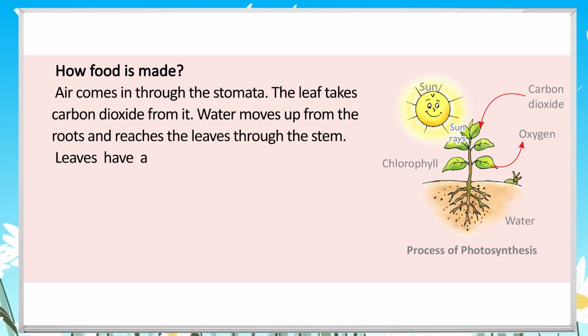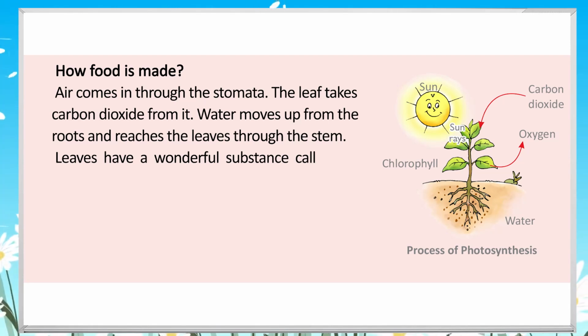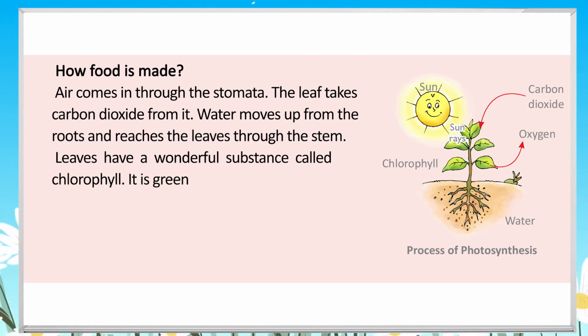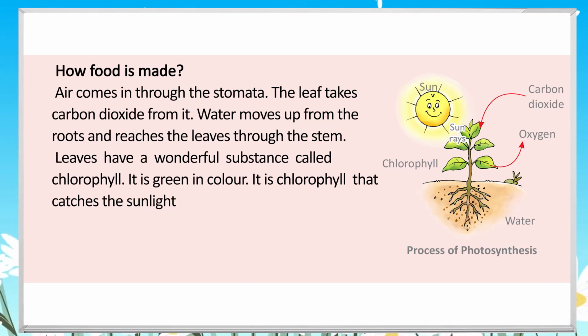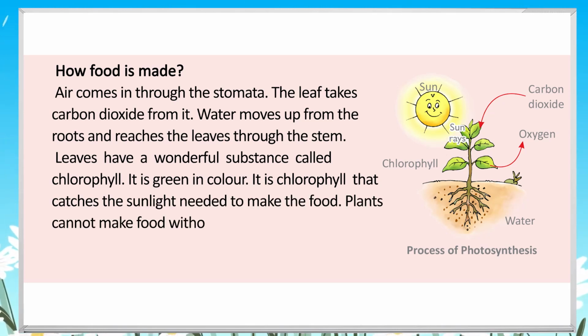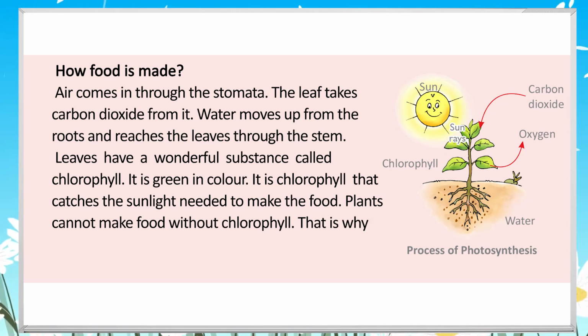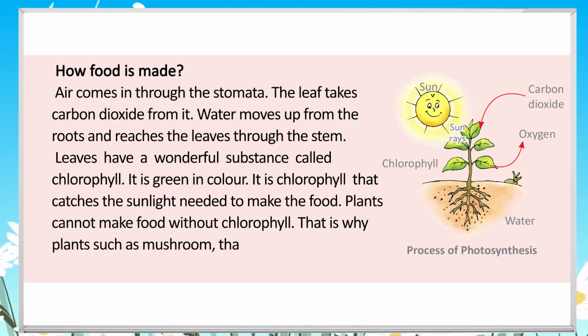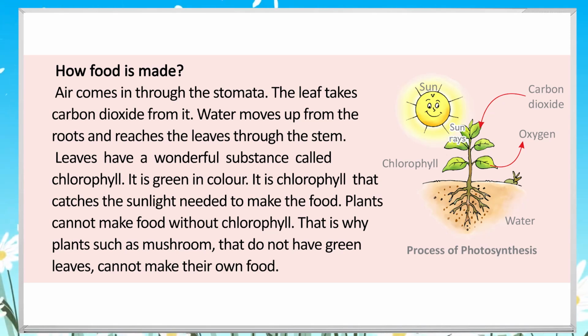The leaf takes carbon dioxide from it. Water moves up from the roots and reaches the leaves through the stem. Leaves have a wonderful substance called chlorophyll. It is green in color. It is chlorophyll that catches the sunlight needed to make the food. Plants cannot make food without chlorophyll. That is why plants such as mushroom, that do not have green leaves, cannot make their own food.